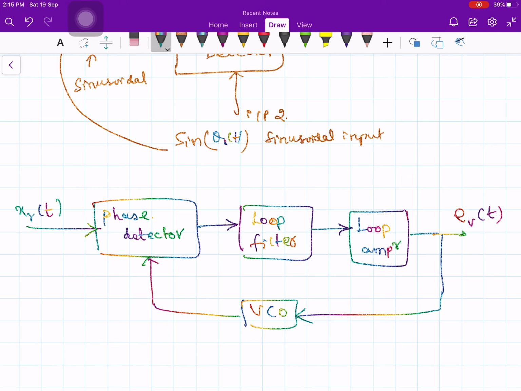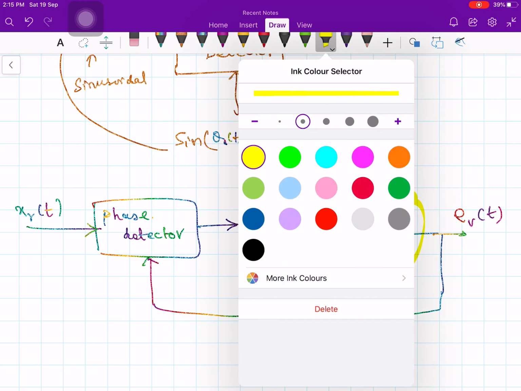So therefore the phase detector is followed by a filter which is called loop filter, and we also have some amplification in the loop. So that is why we put this loop amplifier. Sometimes this loop amplifier is clubbed together with the filter, and they simply call it the filter itself. Okay, and then you close the loop through the voltage controlled oscillator. In the feedback path we have a voltage controlled oscillator.